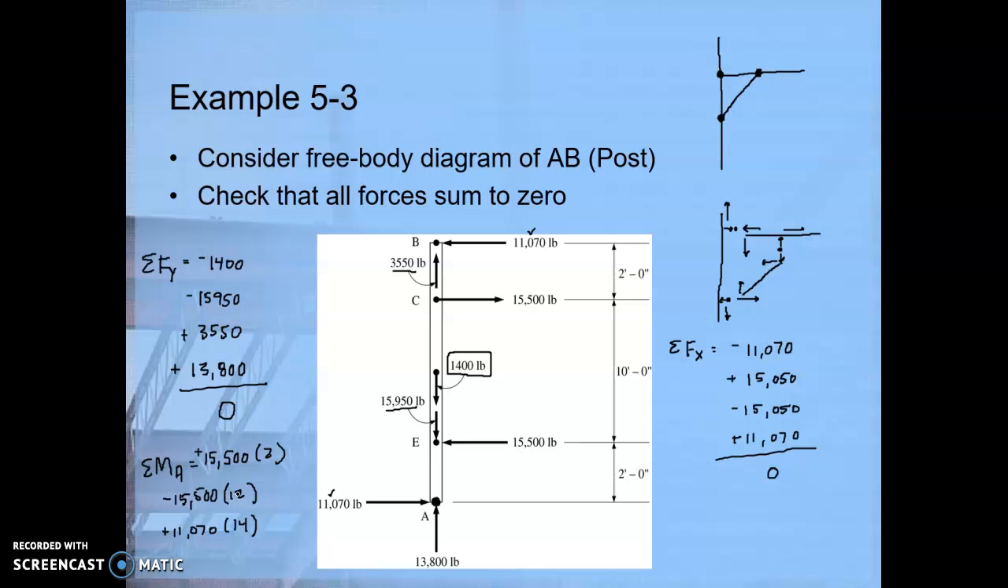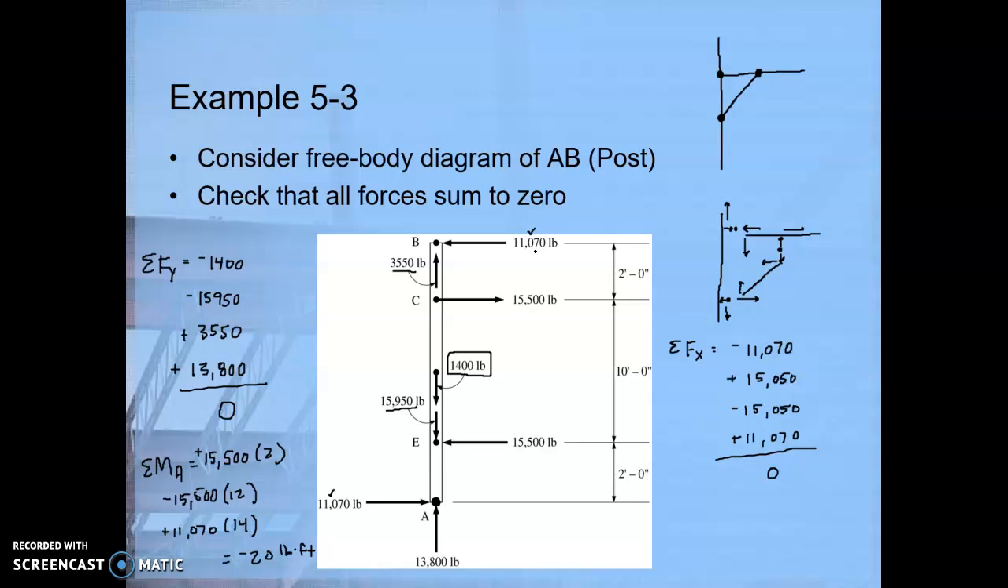Now, when I sum those forces together, I'm actually not getting exactly 0. I'm getting negative 20. But I would say that is close enough to being 0. That is small enough, considering the magnitude of the forces we're talking about that are in the tens of thousands of pounds, that a rounding error of only 20 pound-feet is pretty reasonable. And it is just rounding error.